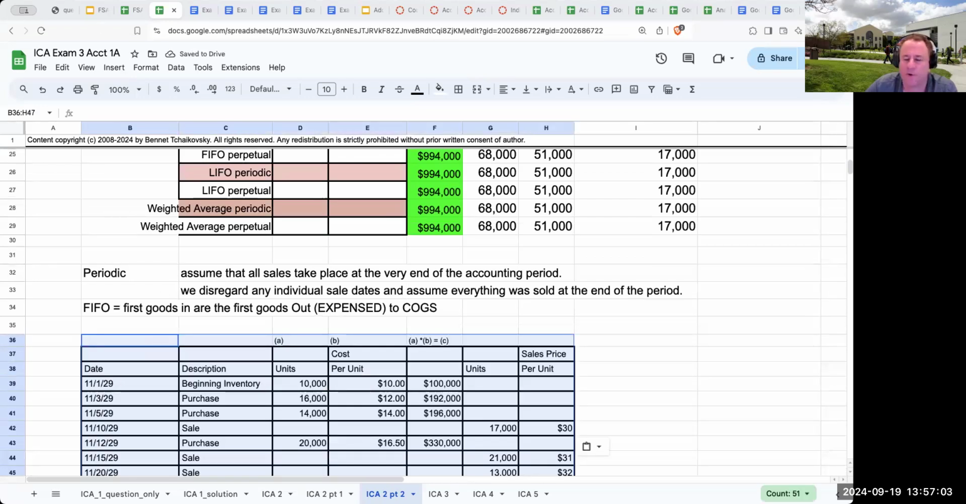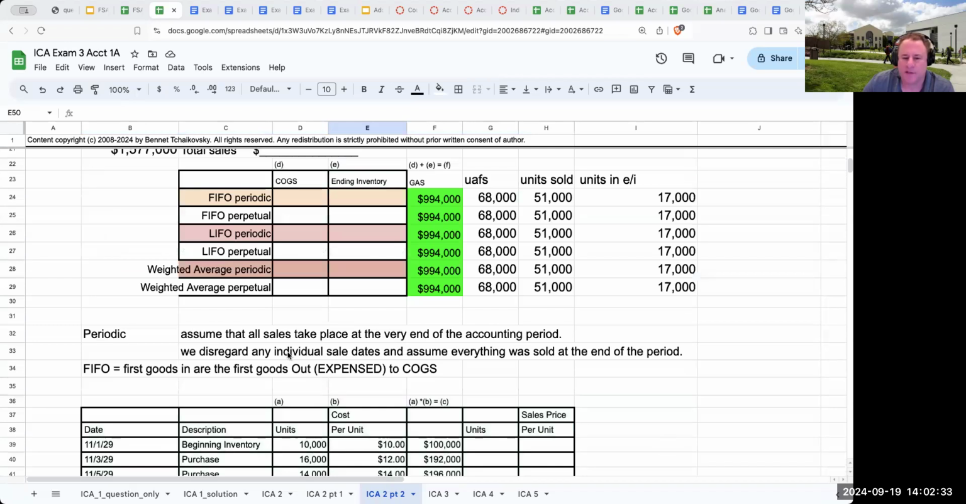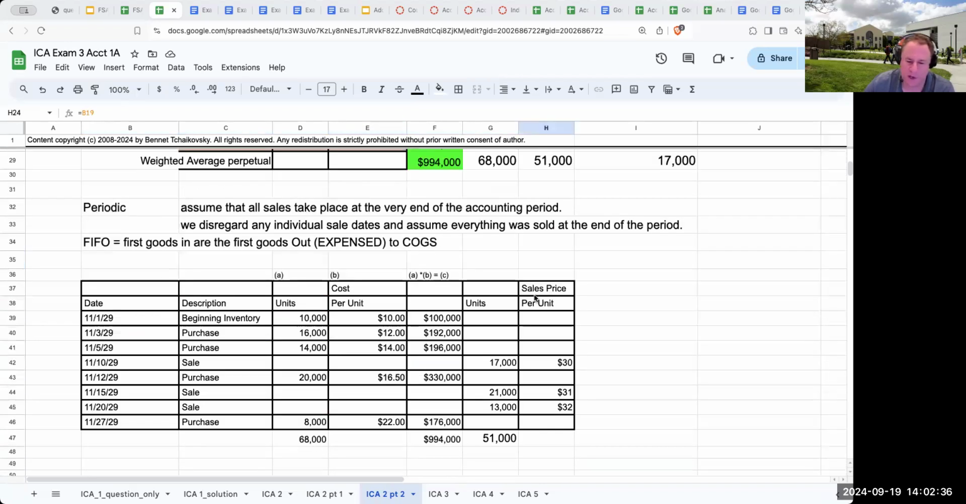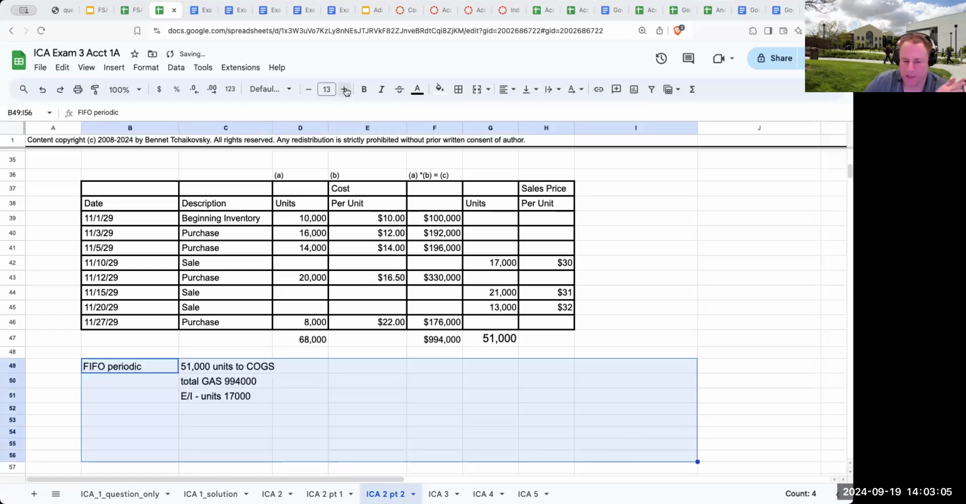Okay, so going to FIFO periodic, we need to take 51,000 units to cost of goods sold. My total goods available for sale under FIFO periodic is going to be 994,000, and my ending inventory in units will be 17,000. So this is what I have to do.